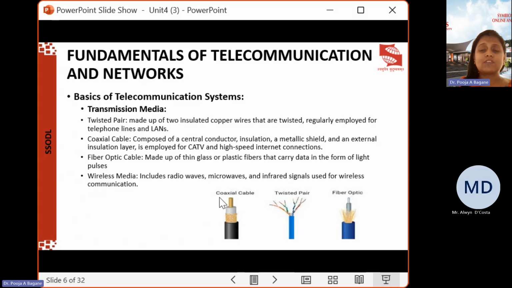Then a coaxial cable, which is this first one. A coaxial cable is composed of a central conductor, insulation, a metallic shield, and an external insulation layer. It is employed for CATV and high-speed internet connection.